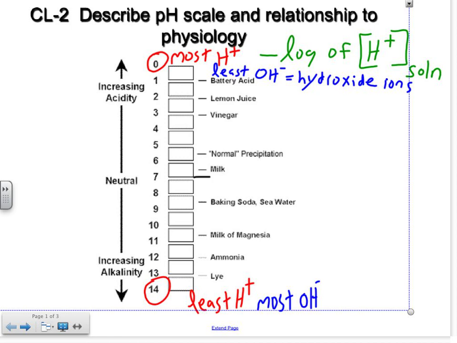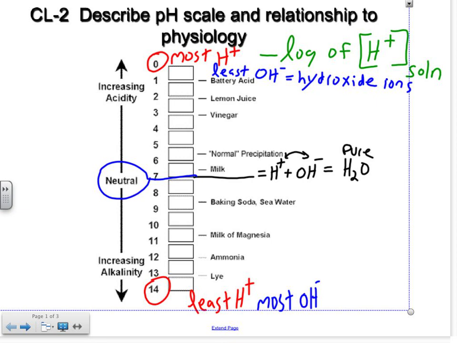At 7, we have equal amounts of hydrogen ions and hydroxide ions. Since these two have a magnetic attraction to each other, they will make H2O. So we find pure water at a pH of 7, which is the neutral pH. Anything below 7 is acidic. Anything above 7 is alkaline.